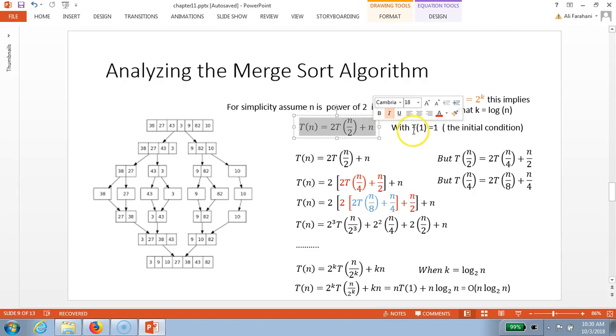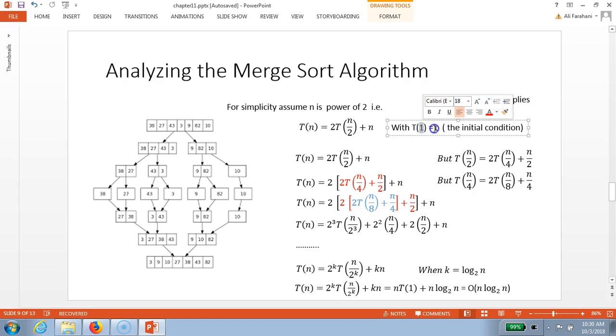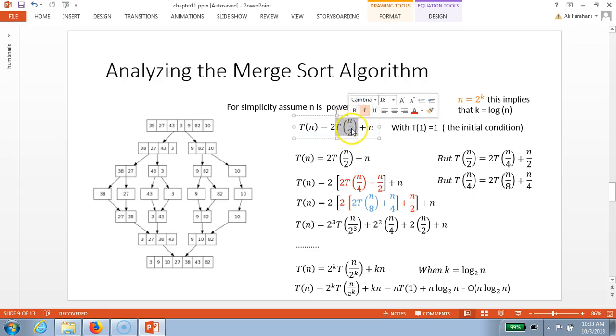Now, going back to the recurrence equation, it often comes with an initial condition. For us, the initial condition is that the time it takes to sort a list with one element is equal to 1. The method we use to solve this recurrence equation is expansion. What does that mean? We repeatedly keep expanding the term T of n over 2 using the original formula for the recurrence equation.